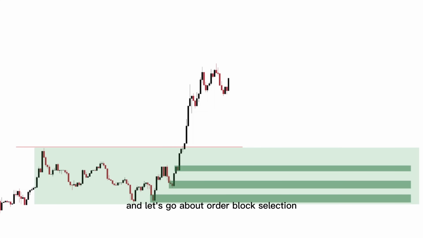Let's go about order block selection. The strongest order block, the one you can get the strongest reaction out of, would always be the one prior to the structure break, the one responsible for the biggest move. In this case, it would be the first one. Your second order block is your fair price order block. And the safest order block you can take is always your deeply discounted order block, which would be your third.